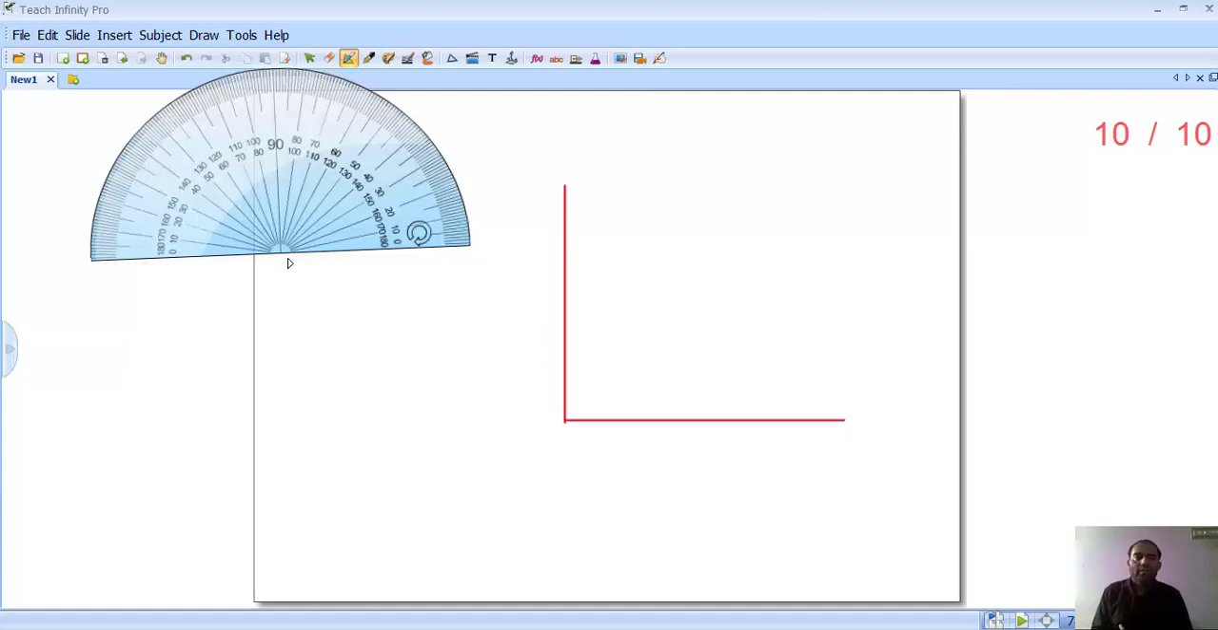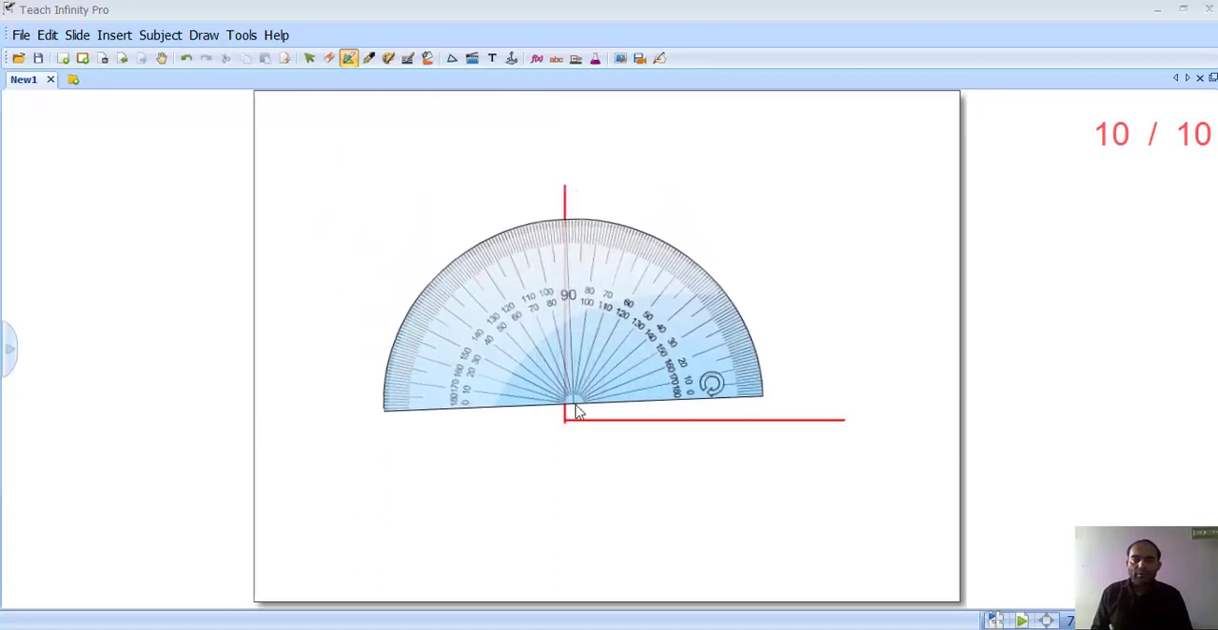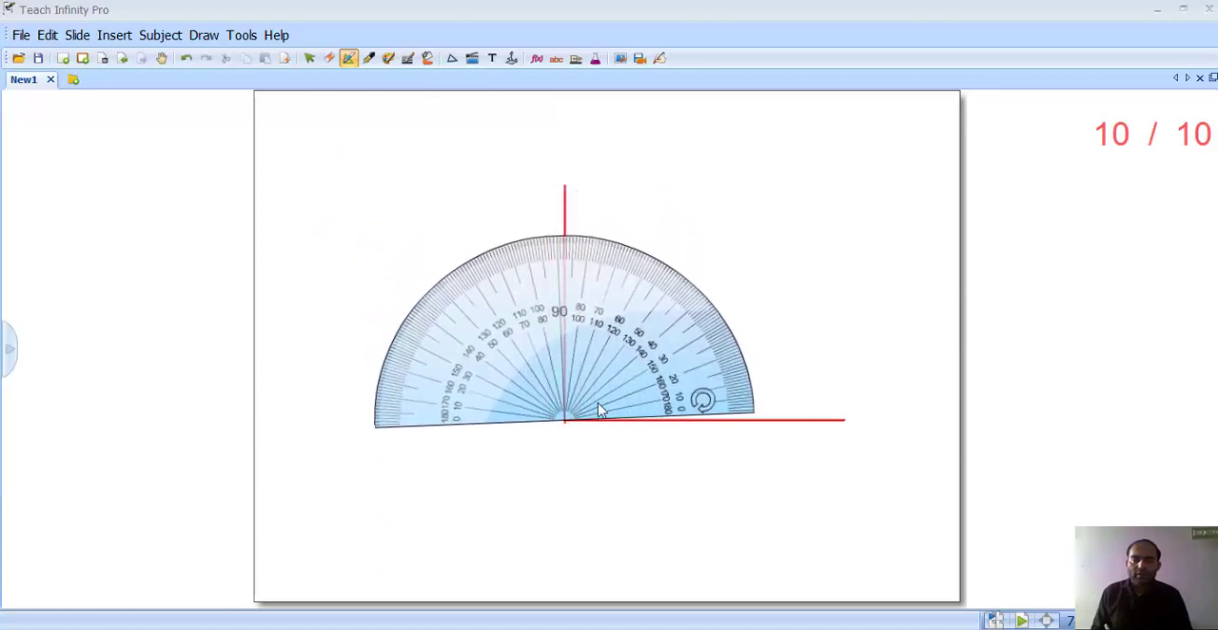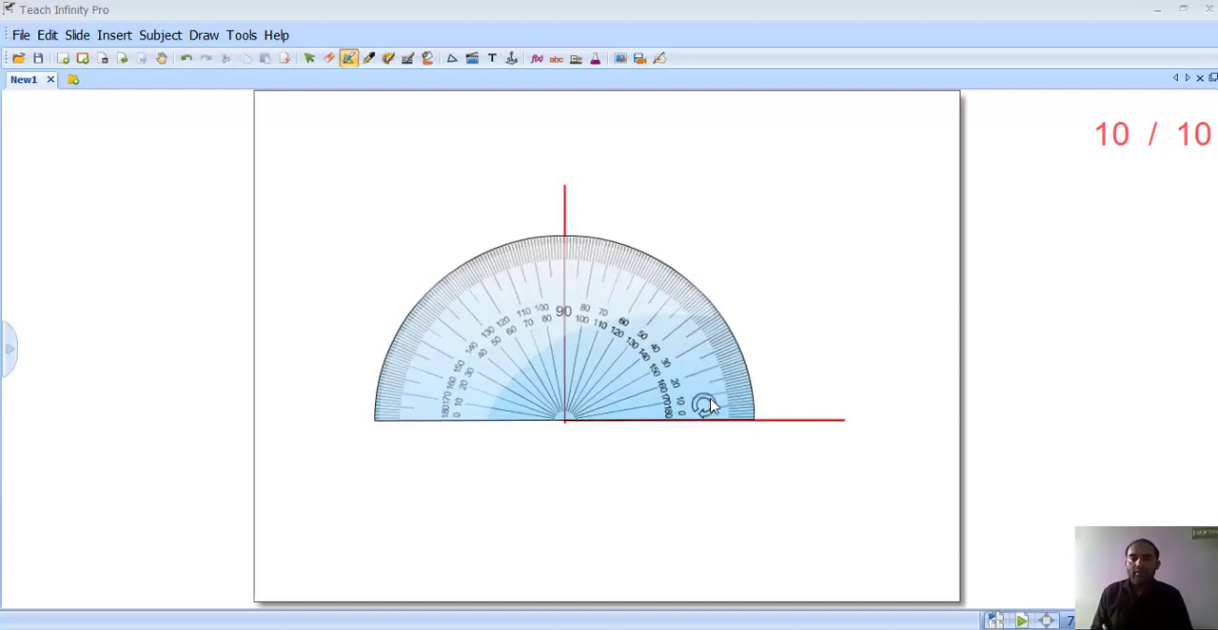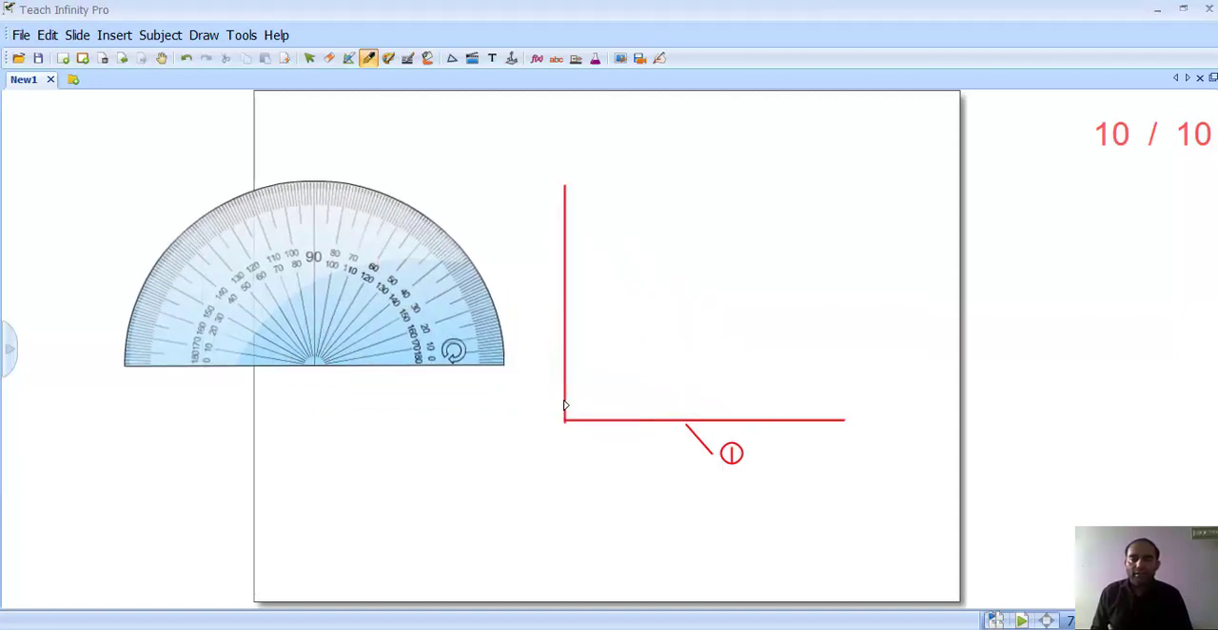Let's measure this angle. The concept is the same. The midpoint of the protractor should be at the joining point of the angle, and the second thing is the line should be overlapping. Okay, now the line is overlapping. Now which 0 are you going to use? 0 1. Why? Because it is at the right hand side. Okay, now measure: 0, 10, 20, 30, 40, 50, 60, 70, 80 and 90. How much is the angle? 90 degrees.